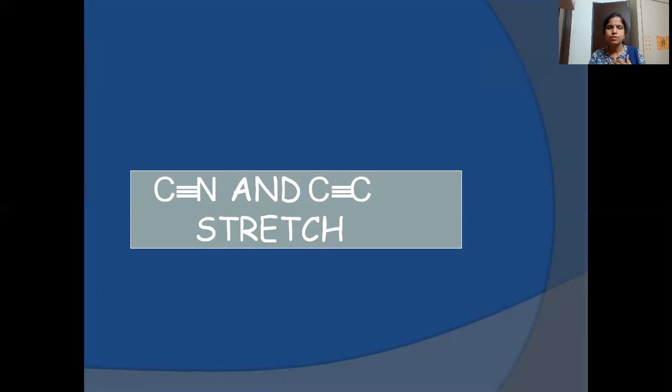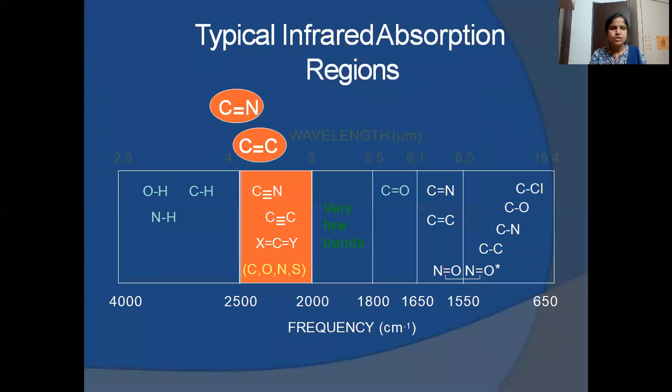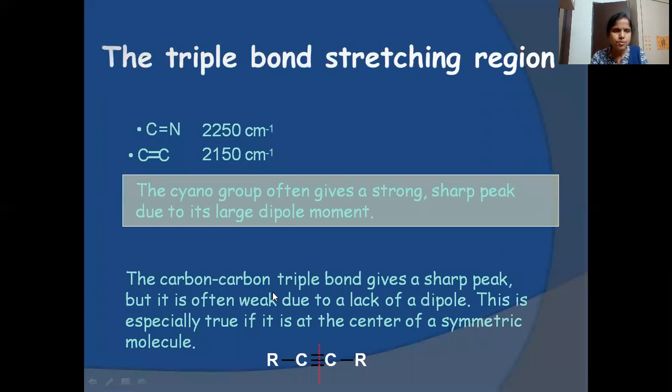So we have covered OH stretching vibrations, NH stretching vibrations, and CH stretching vibrations. In that CH we have seen sp3 CH, sp2 CH, and sp CH. Now the next group is C triple bond N and C triple bond C, where they appear from 2000 to 2500. So this region we have to cover now.